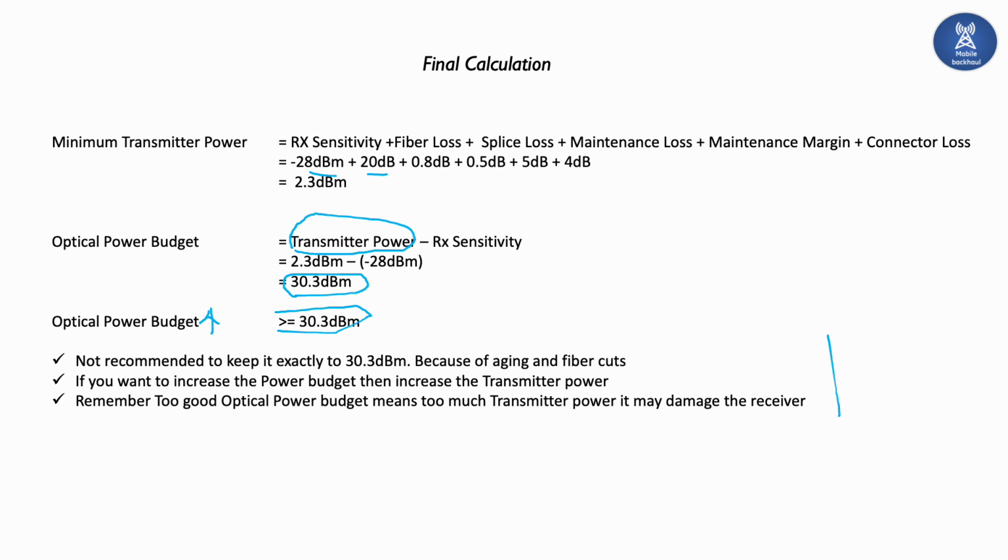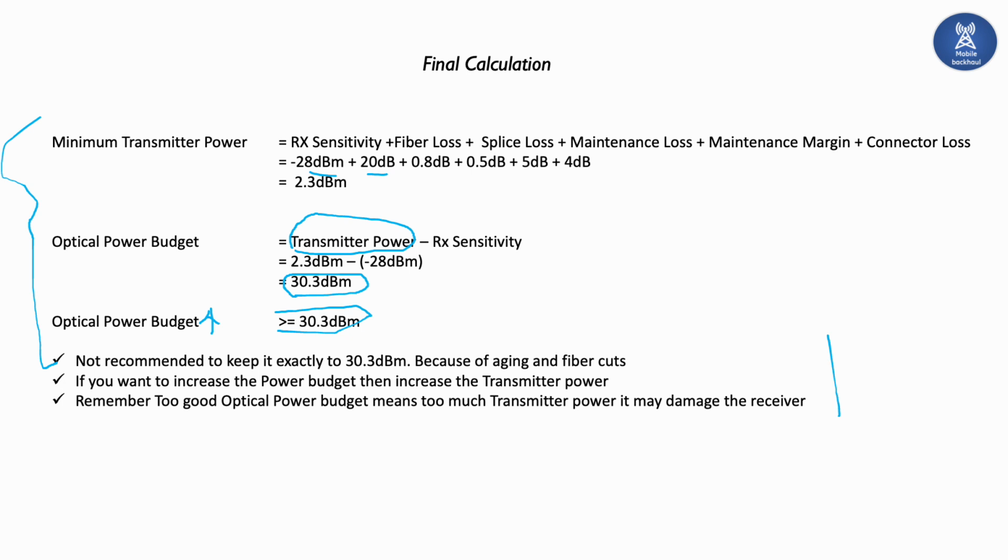And the third part is, remember, if you pump more transmit power, sometimes it is too much for the receiver and it may damage the receiver as well. So you have to carefully play with these three values. You should satisfy the receiver sensitivity, and at the same time, you should not go beyond the threshold limit of the receiver because it may damage the receiver.